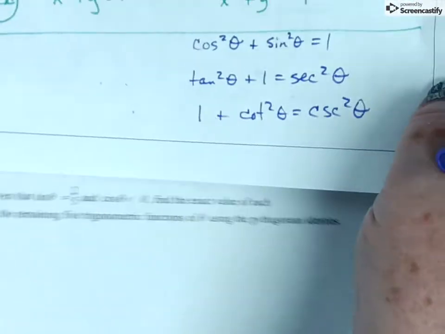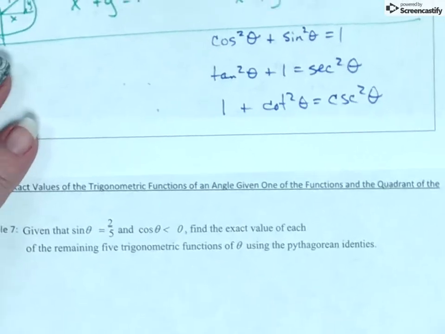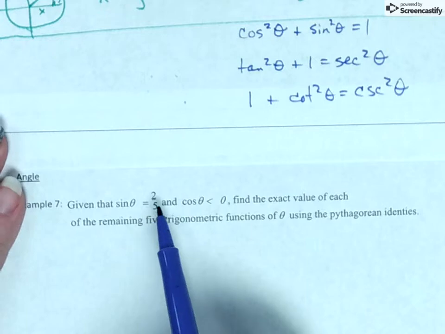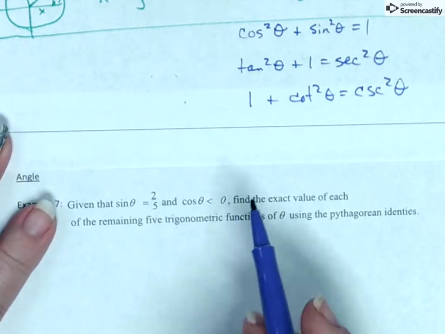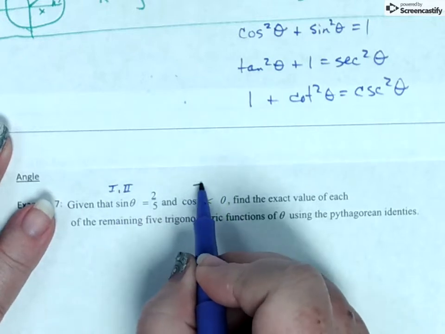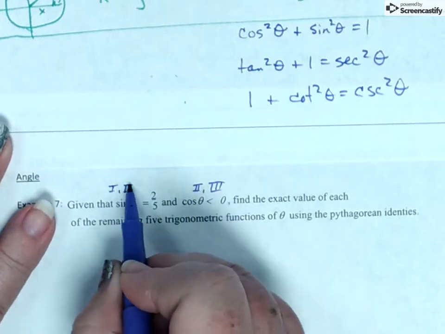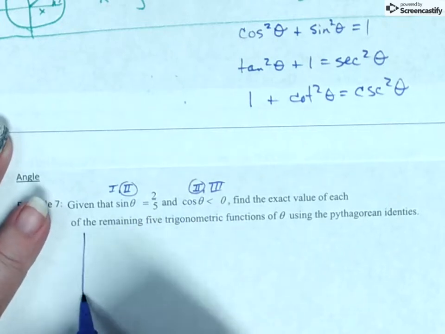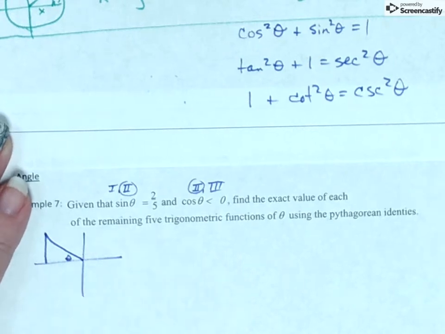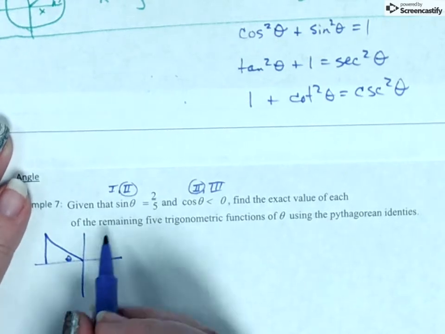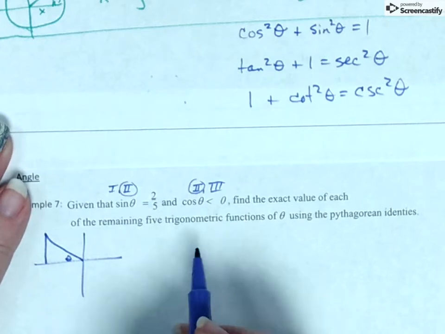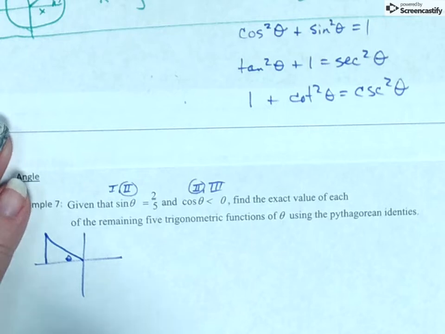Well, let's take a look at this problem where I'm going to give you the sine value. It's positive, and cosine is negative, which means sine is positive in quadrants 1 and 2, and cosine is negative in quadrants 2 and 3. And so I know that my triangle is going to be in quadrant 2. I could use a lot of methods. I could use y over r, find my x value, and then find all the other trig functions. But watch what else I could do.